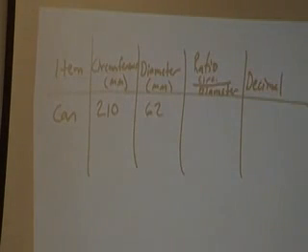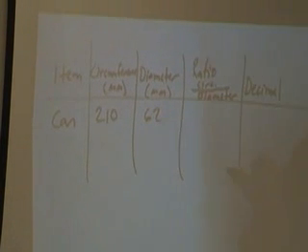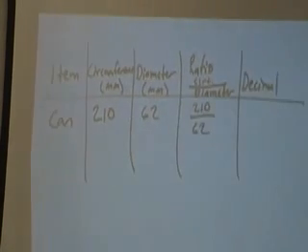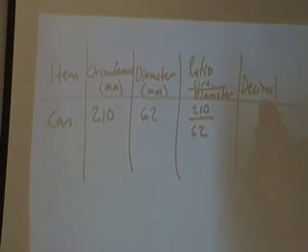Now what I'm going to do is find a ratio of circumference to diameter. I want to see if there is a relationship between the circumference of a circle and its diameter. The circumference was 210 and the diameter was 62. Now, I want to figure this out as a decimal. So on my calculator I'm going to take 210 and divide it by 62. This gives me a ratio as a decimal of the circumference to the diameter. So 3.39.